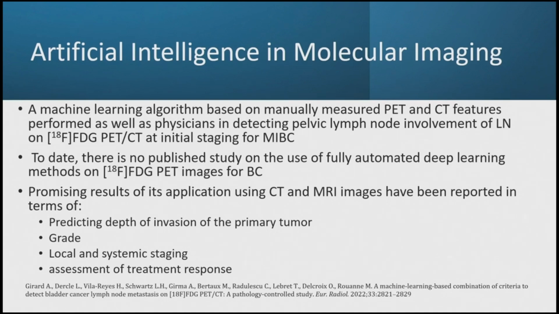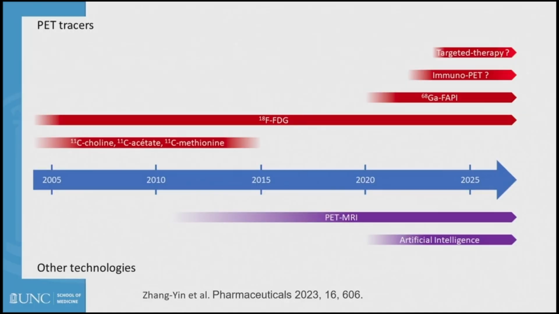So with that in mind, you can see here that FDG PET has been around for 20, 25 years, and it'll probably stay around, but there are some new players in the field, specifically immunotherapy-linked PET agents, FAP, and then artificial intelligence for the future.